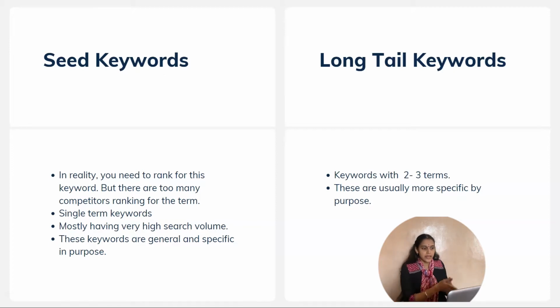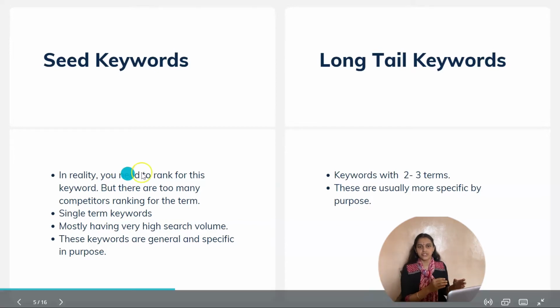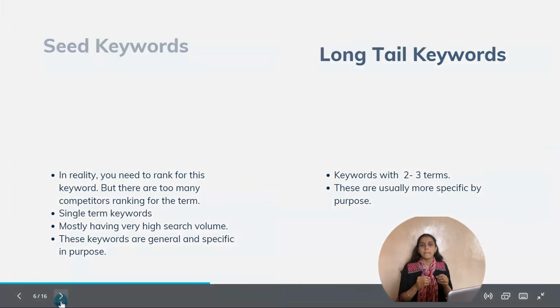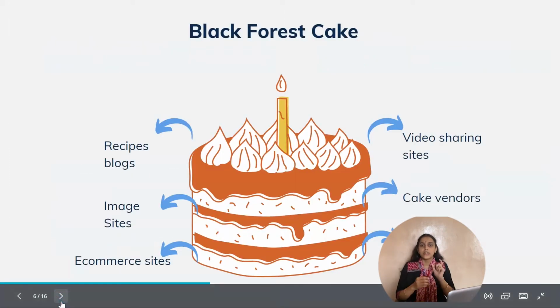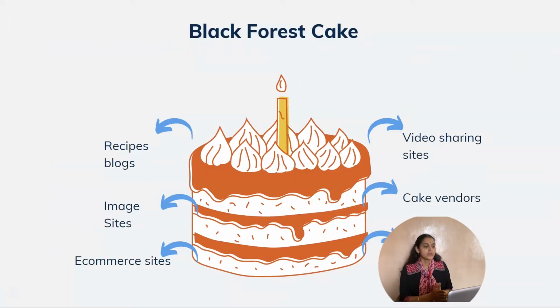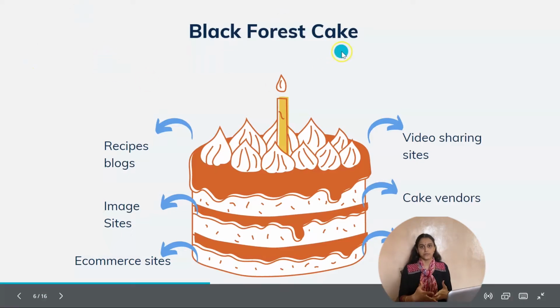Keywords. In reality, you need to rank for this keyword. That is what we call primary keywords or short-tail keywords or head keywords. They contain only 1 or 2 phrases. Like what I used here is a simple Black Forest cake. I didn't mention recipe, I didn't mention buy, I didn't mention anything, but a single keyword with a general purpose. Okay, so it is a single term keyword and mostly they have high search volumes.